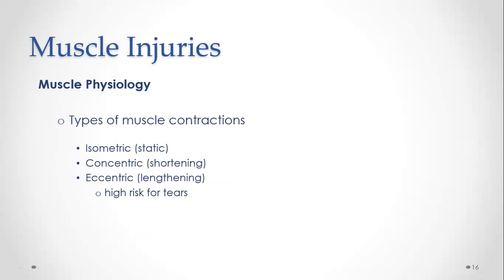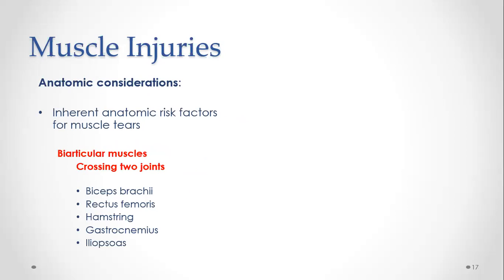But before we do that, we would really need to have some understanding about muscle physiology. There are different types of muscle contractions. The isometric muscle contraction is when the muscle contracts, but there is no change in the length of the muscle. Concentric contraction is when the muscle contracts and shortens. Eccentric contraction is when the muscle contracts but lengthens. And the eccentric contraction is actually the one that carries the higher risk for muscle tears.